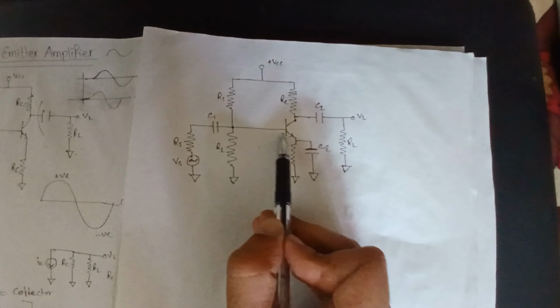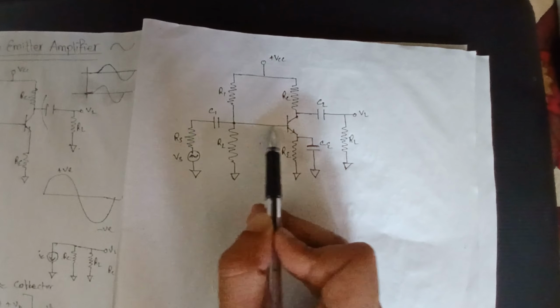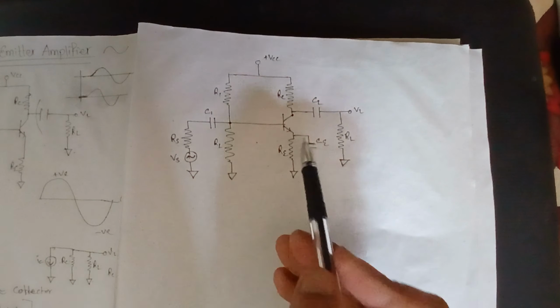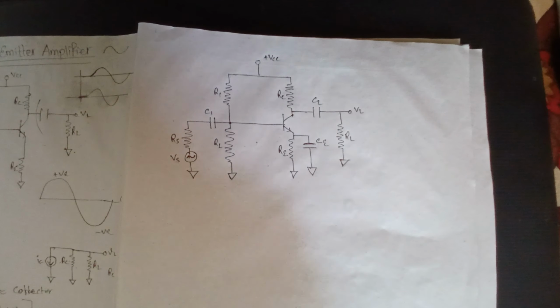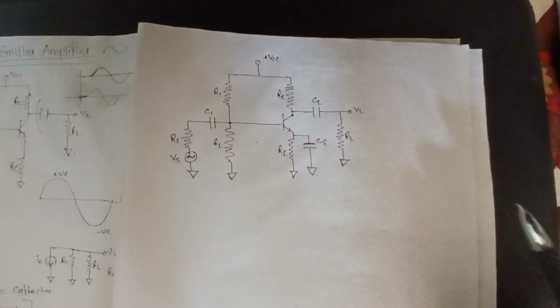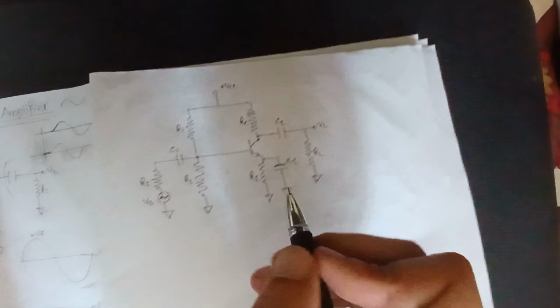So instead of going through RE, all the AC source will go to CE, and its resistance is nearly equal to 0. So ideally, we'll get an amplification of infinity. But in reality, we won't get that, because there's a catch here.